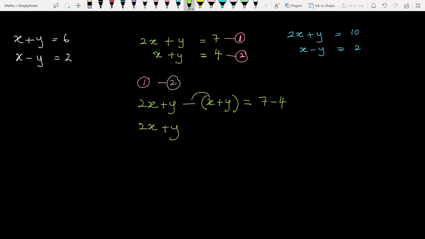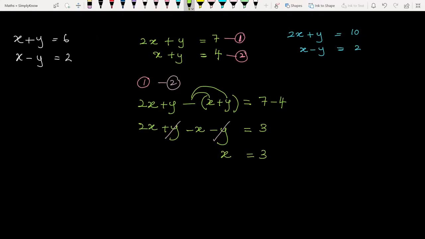So here we need to remove our brackets. Minus times x is minus x. Minus times plus y is minus y. Equals 7 minus 4 is 3. Now look here, we can cancel this plus y and minus y. And then we get 2x minus x is x. So x equals 3. Here we have found the value of x.